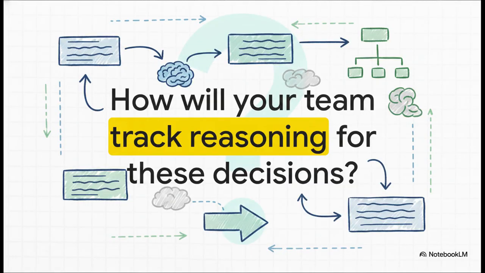Which leaves us with this final, vital question to think about. As AI agents generate more and more of your code base, how will your team track the reasoning behind every single automated decision? Entire is making a big bet that capturing this context right next to the code isn't just a nice-to-have feature, it's going to be an absolute necessity for the future of software development.